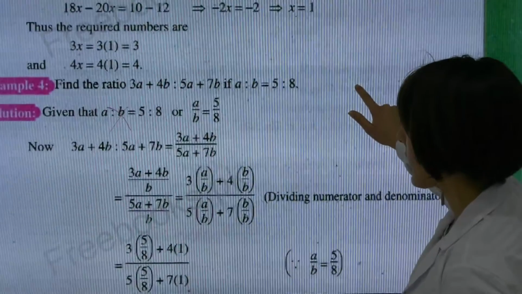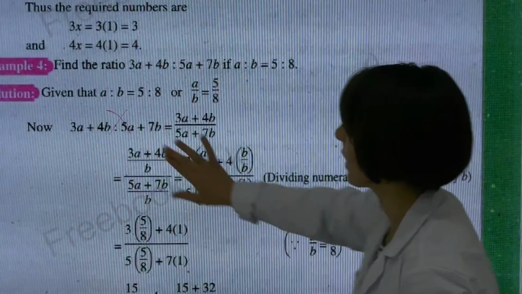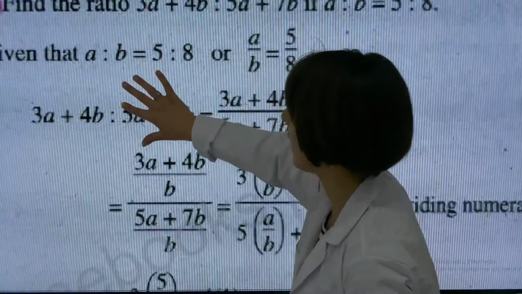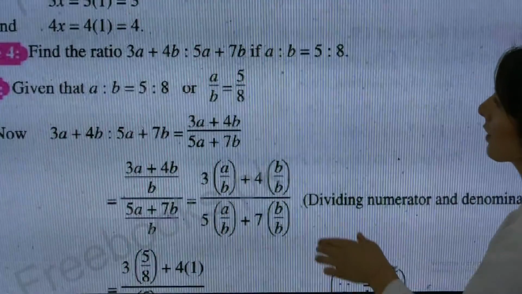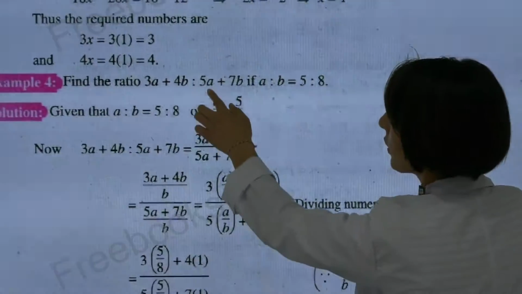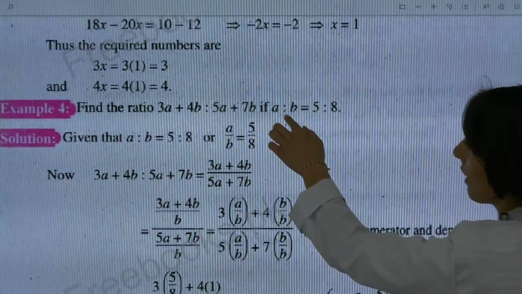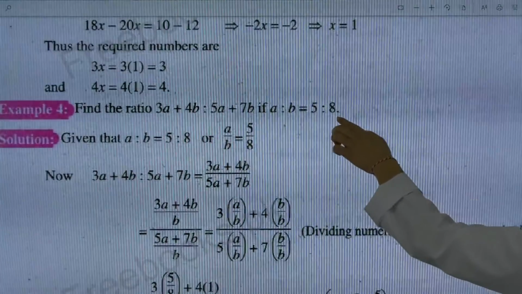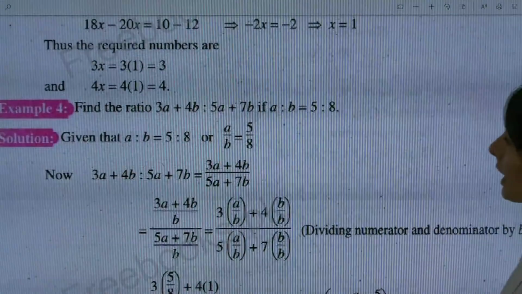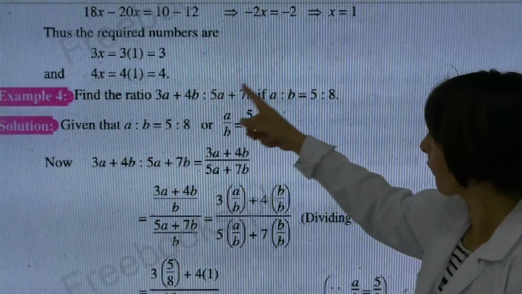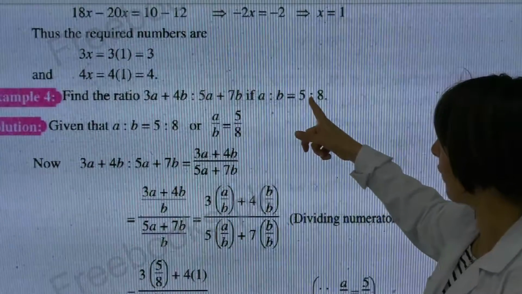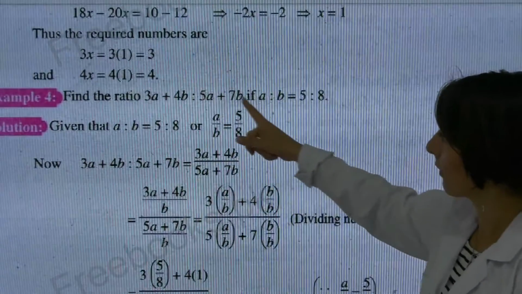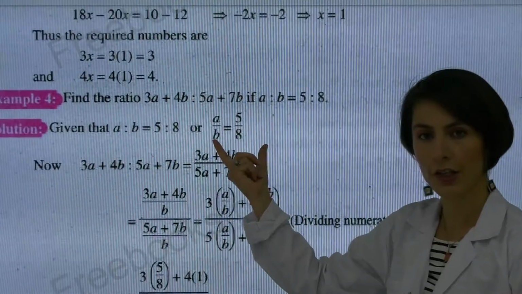We have also example number 4 that is also quite easy to understand. Find the ratio 3a plus 4b to 5a plus 7b if a to b equals 5 to 8. I can write this in fraction. a to b equals 5 to 8 in this way. This is written in fraction.